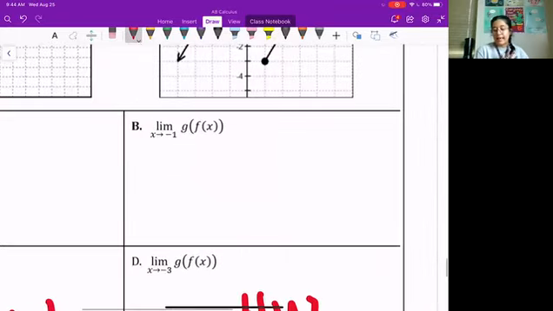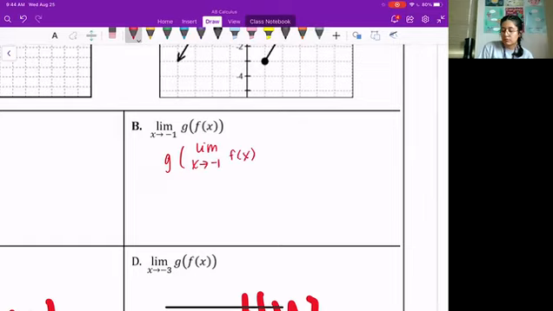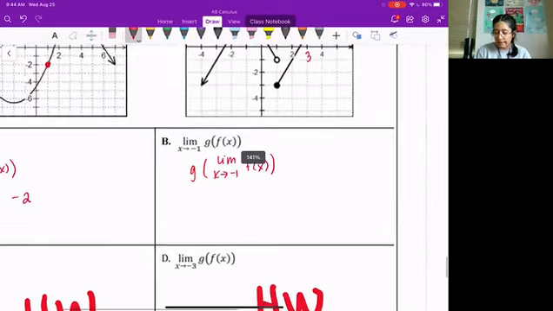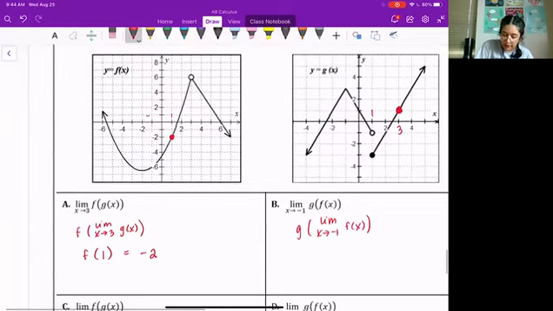They want the limit as x approaches -1 for g of f of x. Now g is on the outside, so I'm going to pull g out. And I'll find the limit as x approaches -1 for f of x. So I'll go look at f of x. I'm looking at -1. Here I am. It kind of looks like there's a hole there, but the graph just got cut off because that's where the 6 is. It's not a hole. My y value there is 6.